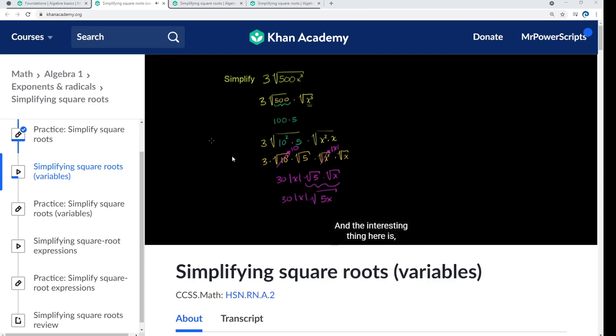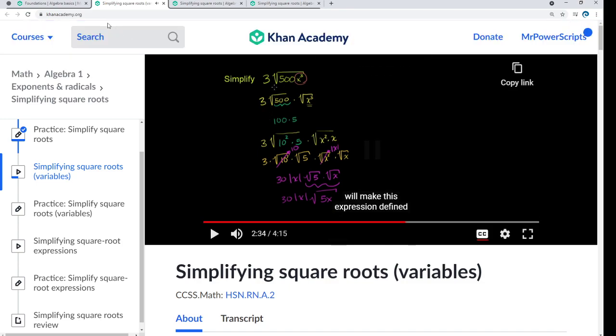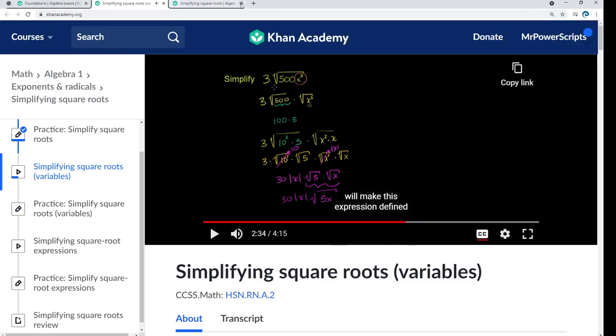And the interesting thing here is, if we assume we're only dealing with real numbers, the domain of x right over here, the x's that will make this expression.